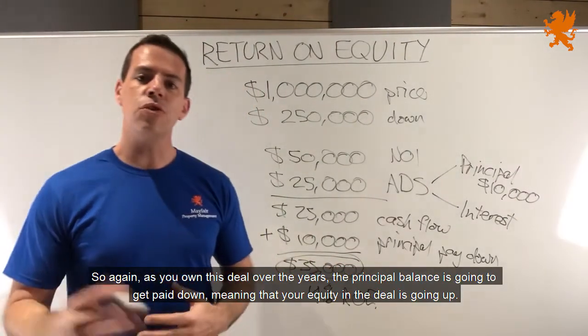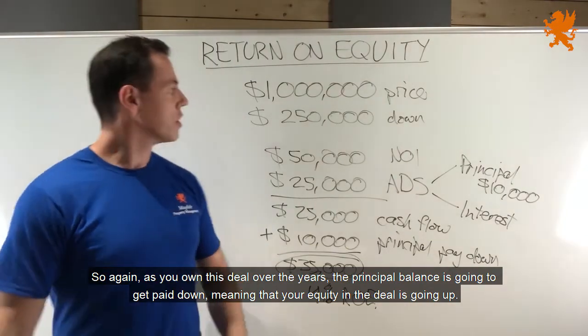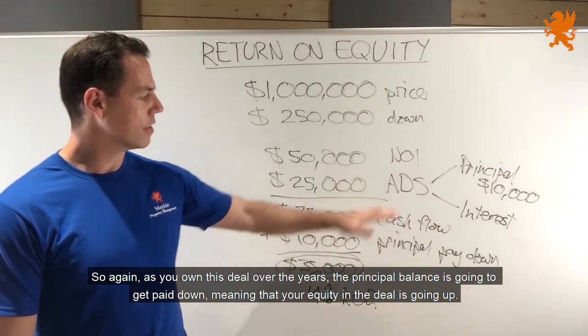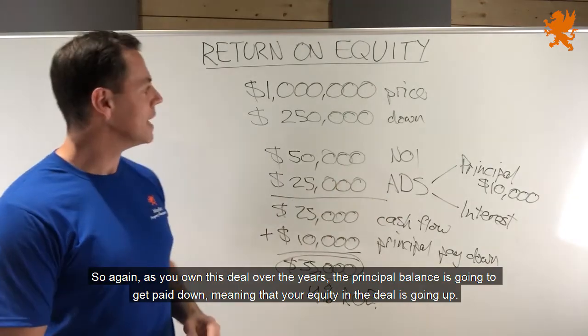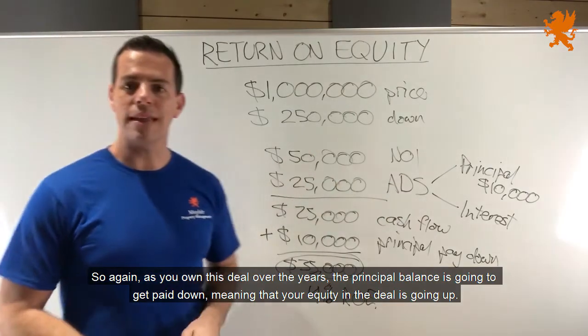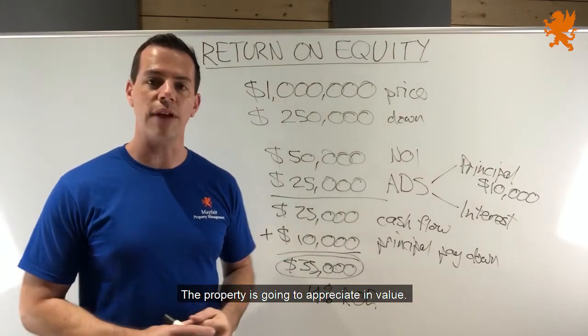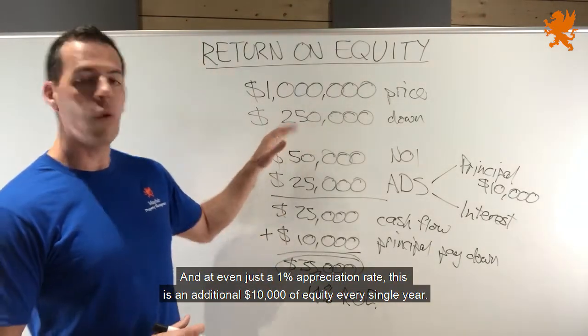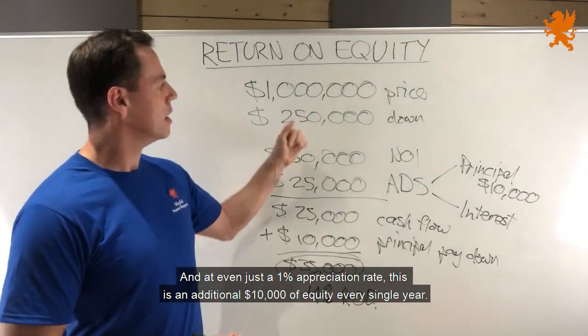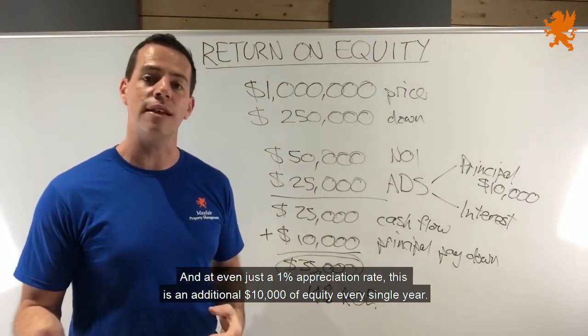So again, as you own this deal over the years, the principal balance is going to get paid down, meaning that your equity in the deal is going up. Also, the property is going to appreciate in value. And at even just a 1% appreciation rate, this is an additional $10,000 of equity every single year.